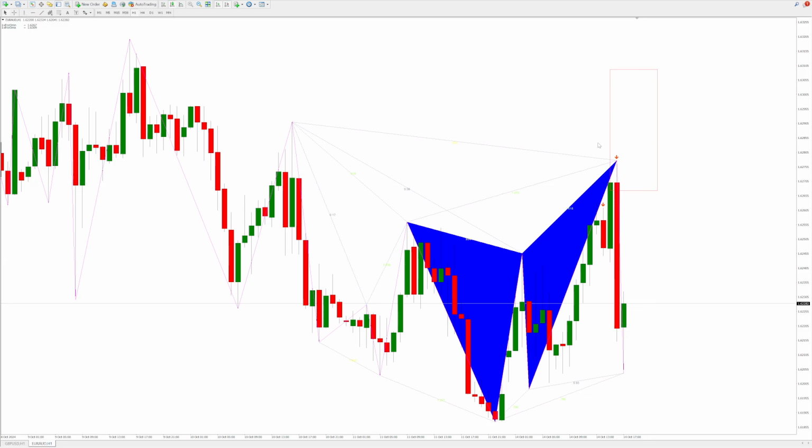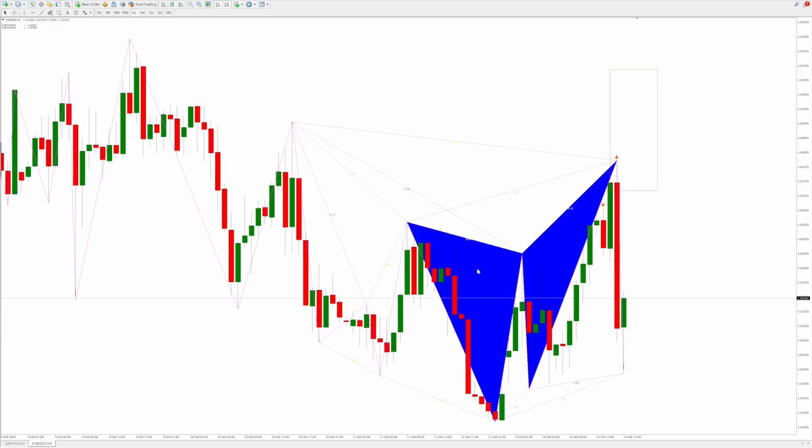Had we sold in that area there, we would currently be in a good position for almost 50 pips. Good thing about this particular trade as well is the stop loss can be just above the high level here or even here. So we've got plenty of breathing room in this trade. You may lock in some profit, perhaps trail the position and see how it plays out.